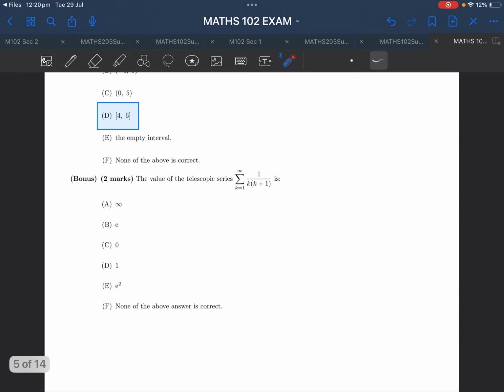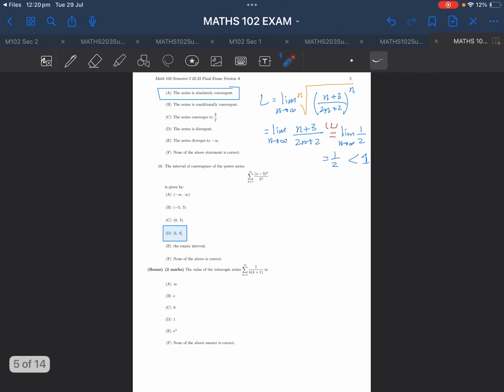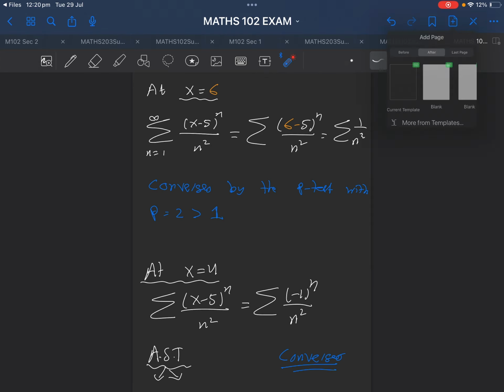The final question is the value of a telescoping series. So I need to take this series, write it as a telescoping series, and then find the S_n. Let's do it. It was, what? n plus 1, starting from 1.